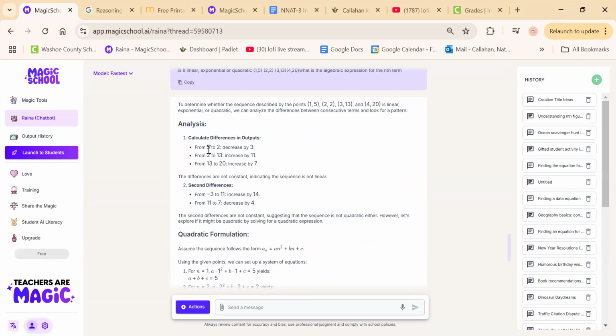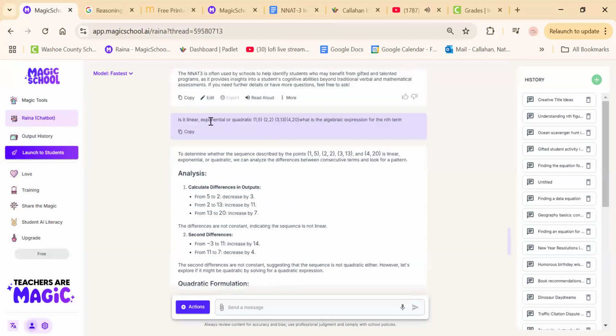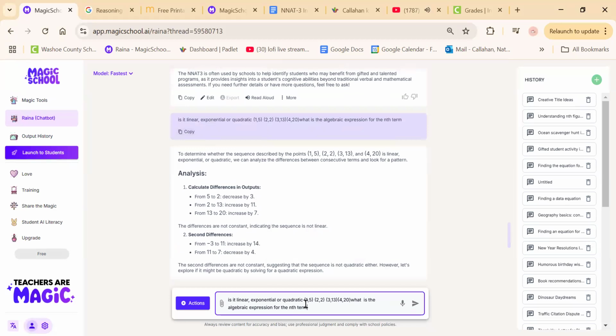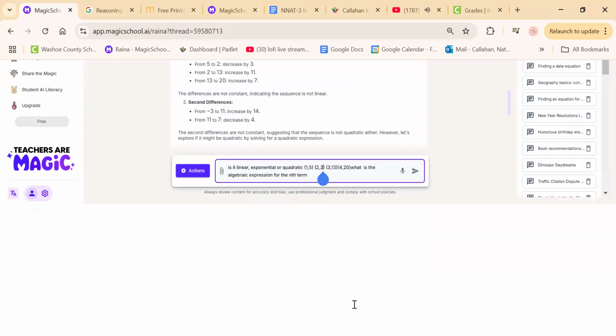So calculating the difference, 5 to 2 is decreased by 3, 2 to 13 increased by 11. Wait, I didn't do this correctly. That doesn't look correct. So 1, 5, 2, 8, 3, 13, 4, 20. Okay.